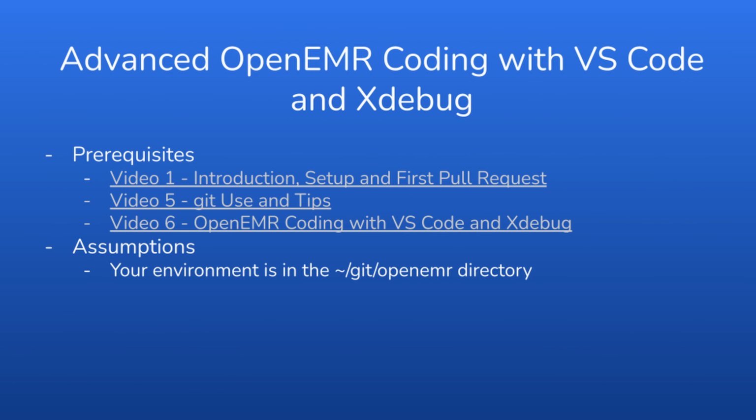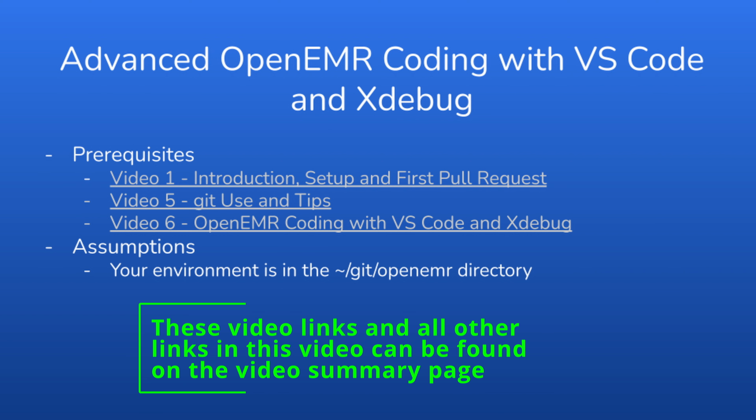The prerequisites for this tutorial are Video 1, Introduction, Setup, and First Pull Request; Video 5, Git Usage and Tips; and Video 6, OpenEMR Coding with VS Code and Xdebug. It's very important that you go through these videos before going through this one. The assumptions of this tutorial are that your environment is in the home Git OpenEMR directory.